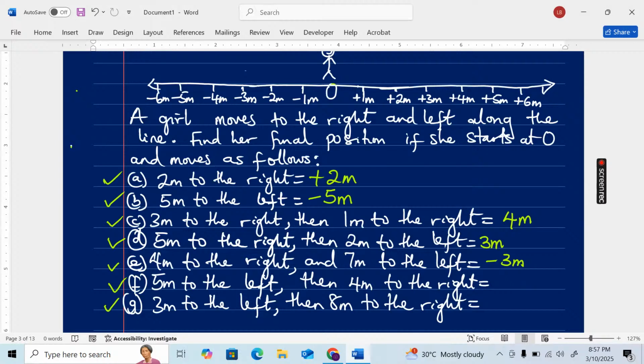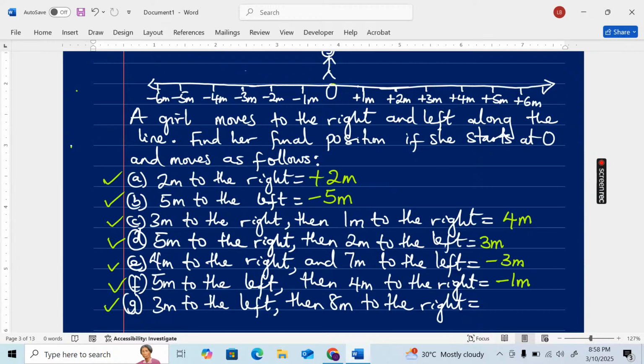3 meters to the left, then 8 meters to the right. So the answer right here is -1 meter. What is the answer to 3 meters to the left, then 8 meters to the right? Post your answer with your name. Make sure you post the answer correctly. Post your name beside your answer.